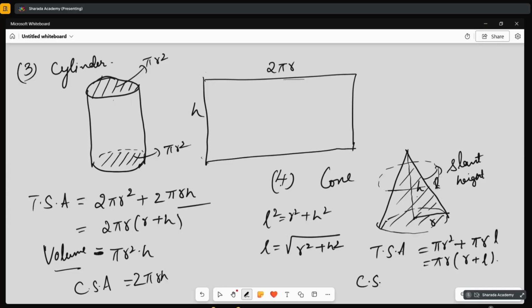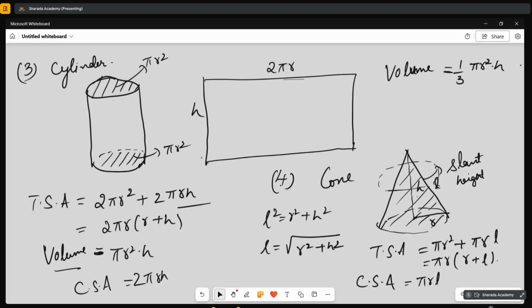So what is curved surface area here? Pi into r into l. Next comes the sphere, hemisphere. So volume will be 1/3 pi r square into h. Okay. Next, write the sphere.